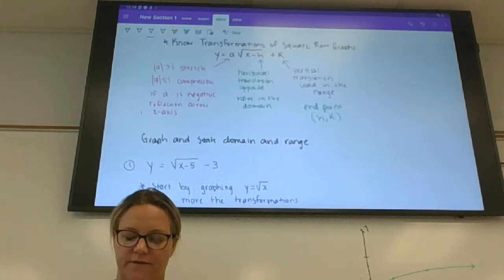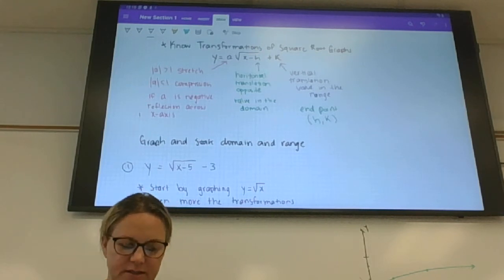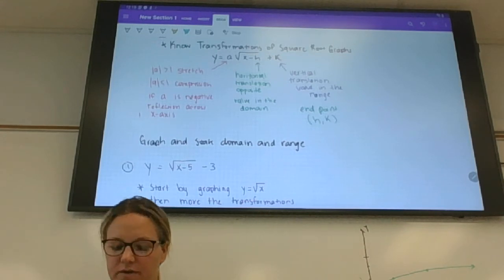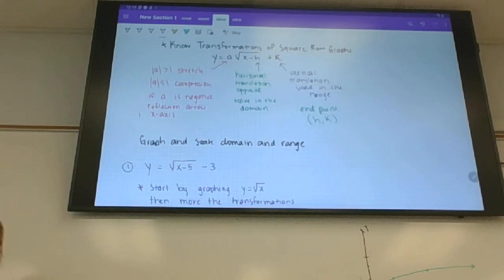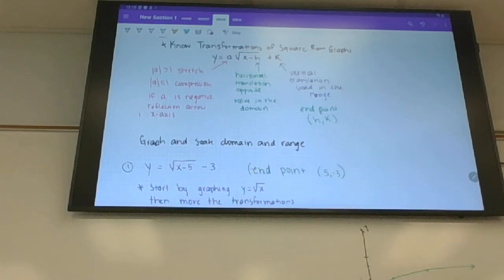So for this one, y equals the square root of x minus 5 minus 3. You're going to start with this picture, and then you're just going to move it around. So I'd like to highlight that the end point would be 5, negative 3. So instead of starting right at 0, 0, this graph is going to be shifted right 5 and down 3.